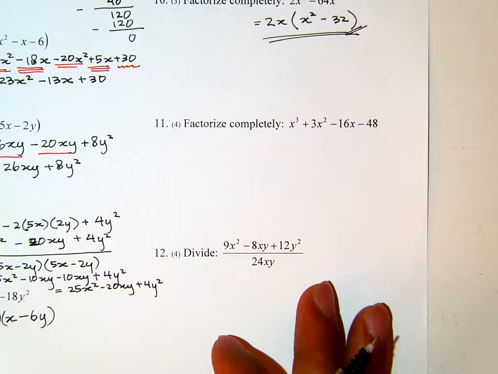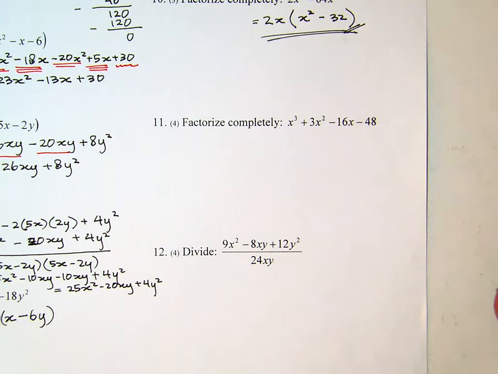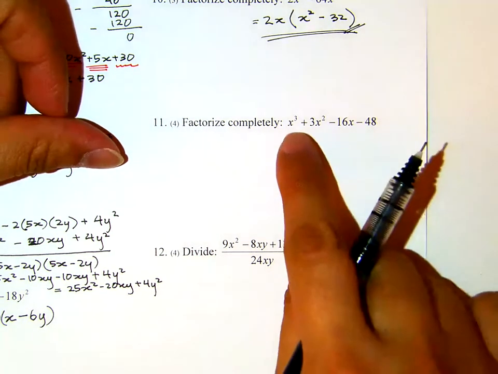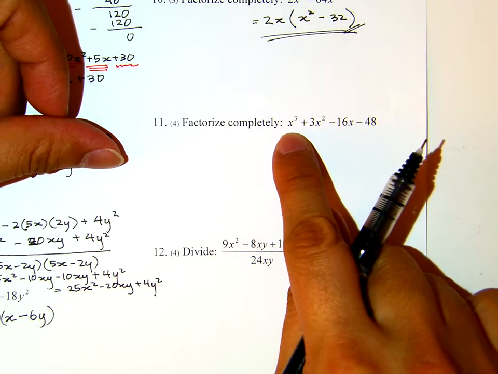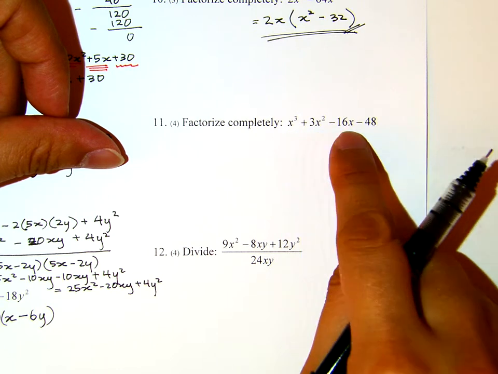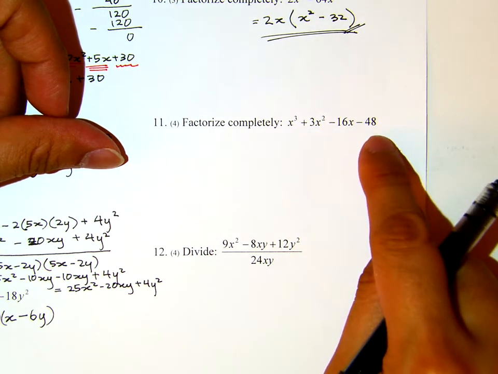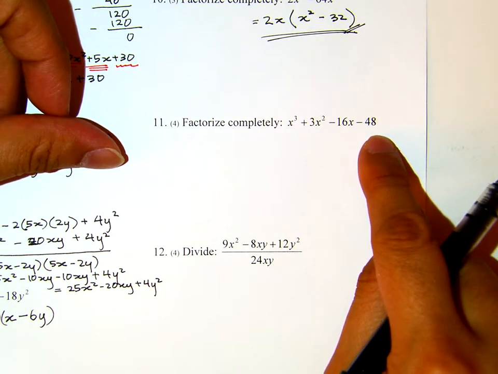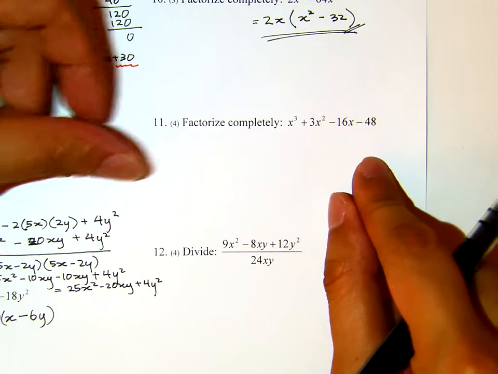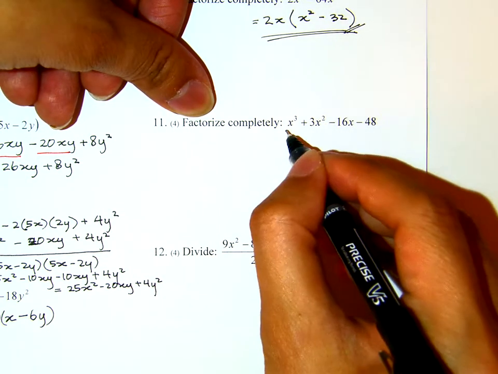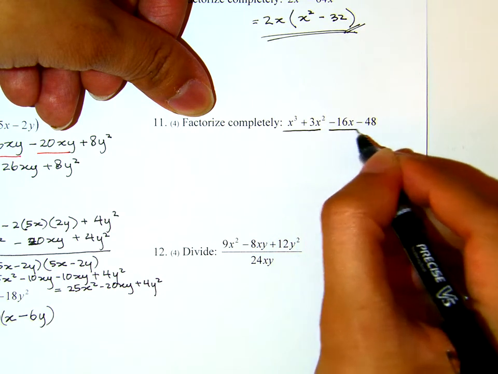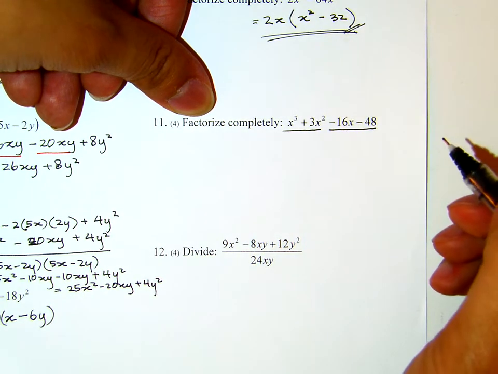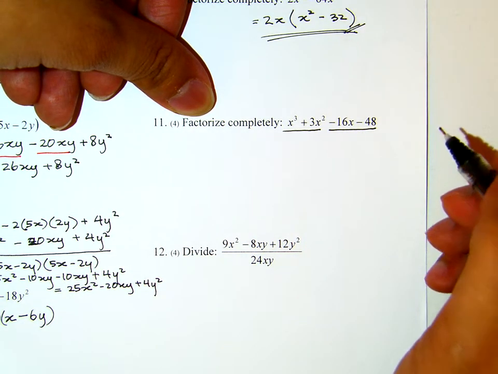Number 11, factorize completely again. Let's see if we have a common factor. We have only x here, but this doesn't have x, so we don't have a common factor here. Now, on the other hand, because this is 4 terms, we should be aware that this is very likely factorization by grouping.